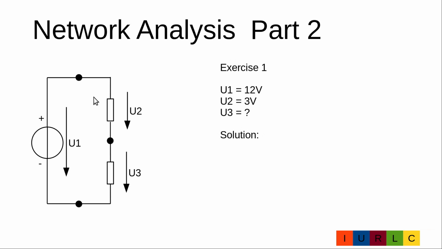Here's the solution. Here we have our loop. Now we set the counterclockwise voltage U1 equal to the sum of the clockwise voltages U2 and U3. Now we bring U2 with a minus sign to the other side and swap the formula. And with the concrete voltages we get U3 is 12 volt minus 3 volt, and finally U3 is 9 volt.